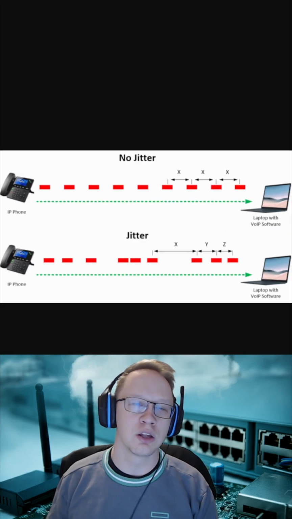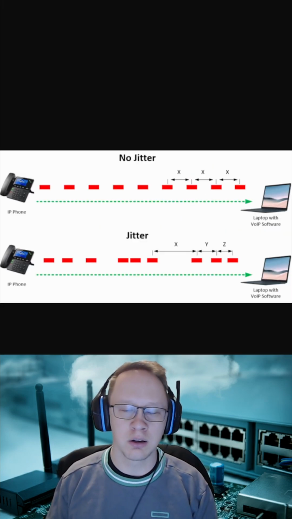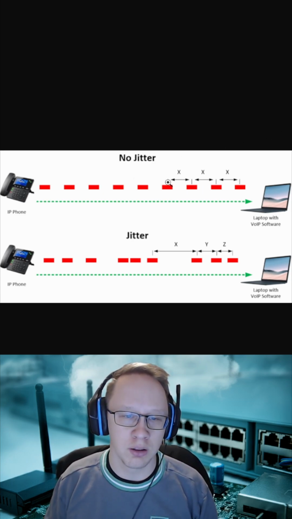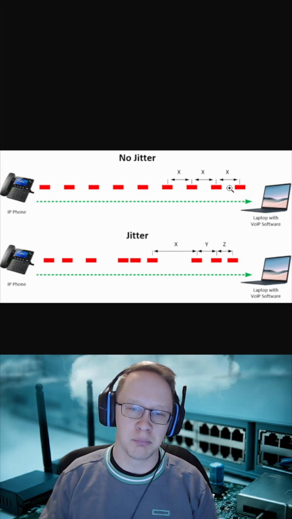Next up, let's take a look at jitter. Jitter is the variation of the delay between each packet. So if we look here where it says there's no jitter, we can see that the time is consistently the same across each packet being sent.